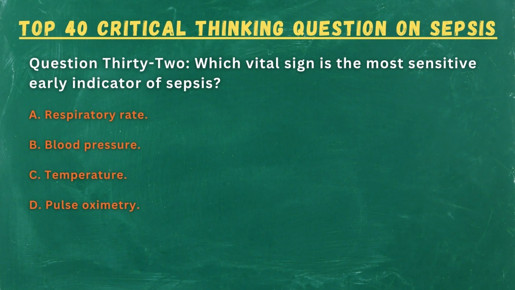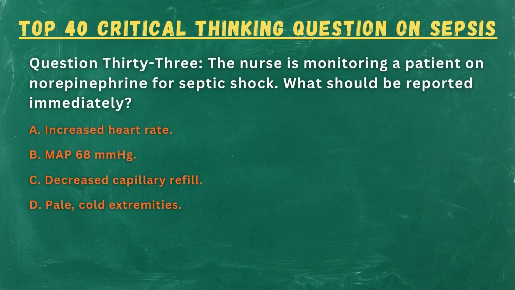Question 32. Which vital sign is the most sensitive early indicator of sepsis? A. Respiratory rate. B. Blood pressure. C. Temperature. D. Pulse oximetry. Answer: A. Respiratory rate.